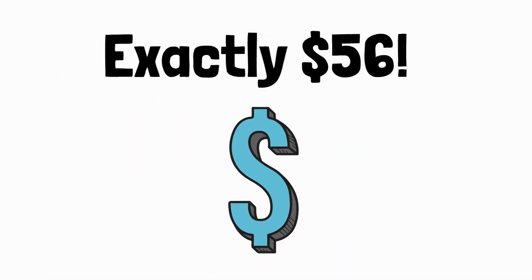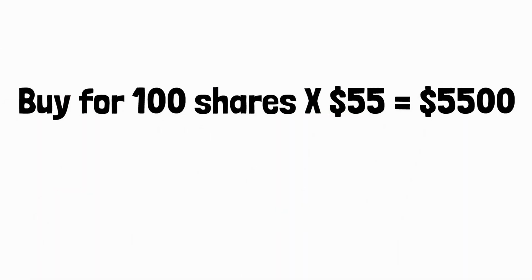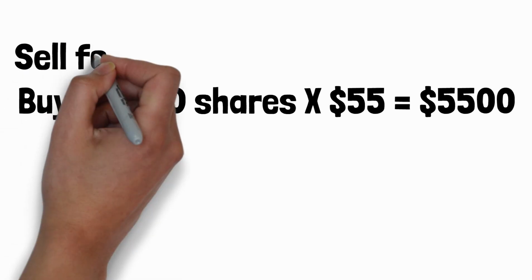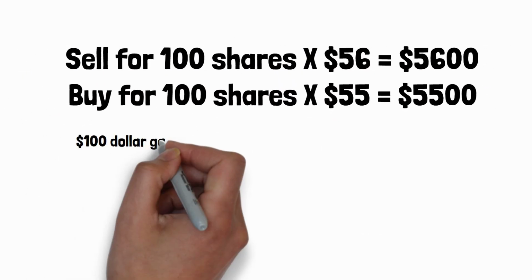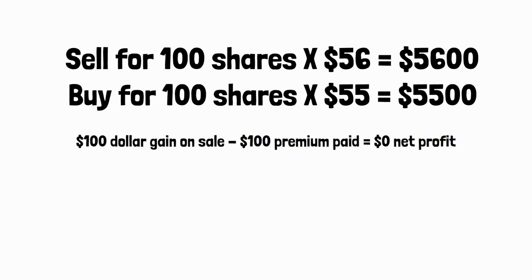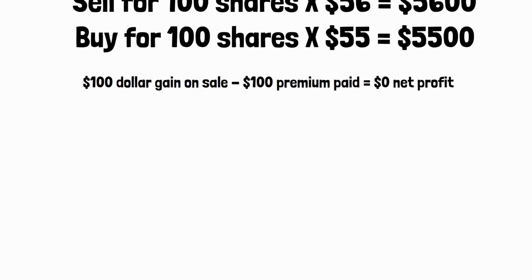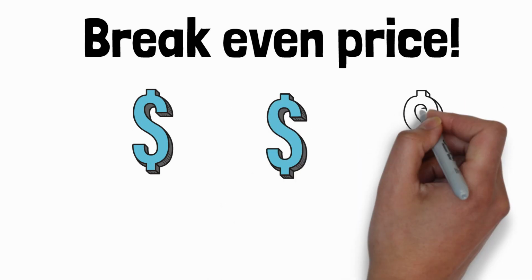The last scenario is if the price of the stock is at $56 at the time of expiration. In this instance, you could buy 100 shares at a cost of $5,500 and then sell them at $5,600 for a $100 profit, but then you must subtract the $100 you paid for the contract, making your effective gain zero. In this scenario, $56 is what is known as the break-even price, where you don't gain or lose money.